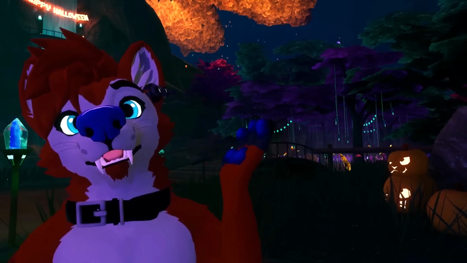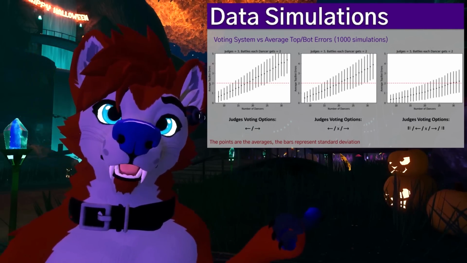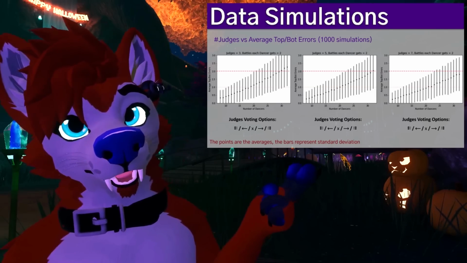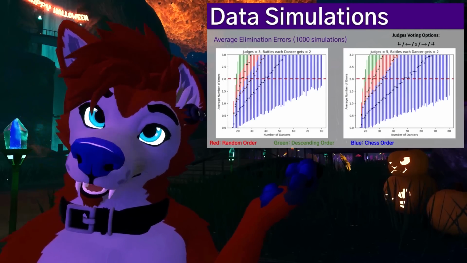Now, there is a limit on how accurate this method can be when there's more dancers competing, but I was able to show using Monte Carlo methods how accuracy can be improved: increasing the scale judges are using for voting, increasing the number of judges, increasing the number of battles each dancer gets, and having the dancers battle in order of skill level.